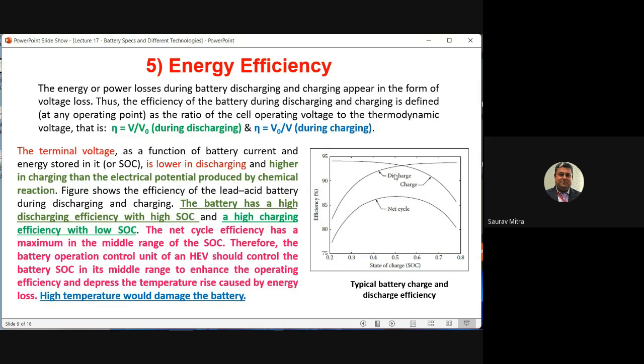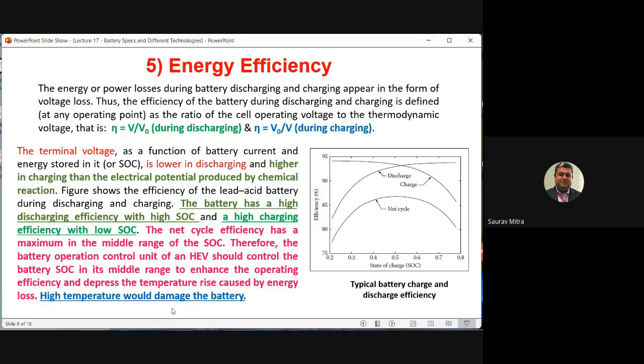So if you add these two graphs, you are finding below. This net cycle is nothing but the addition of these two. In that case, you are finding the net cycle efficiency has a maximum in the middle. Therefore, the battery operation control unit of an HEV should control the battery SOC in the middle range to enhance the operating efficiency and depress the temperature rise caused by the energy loss.